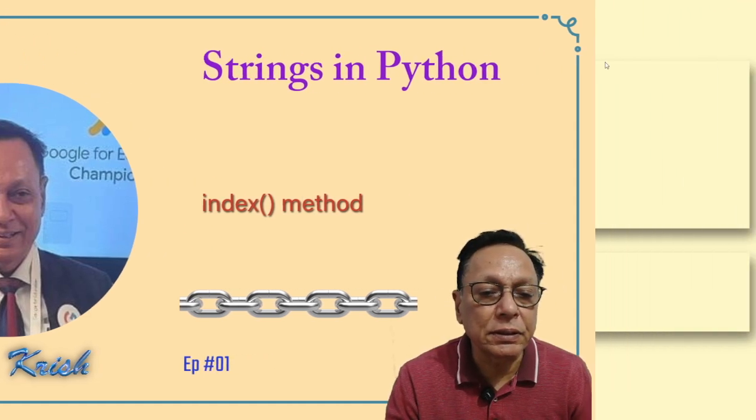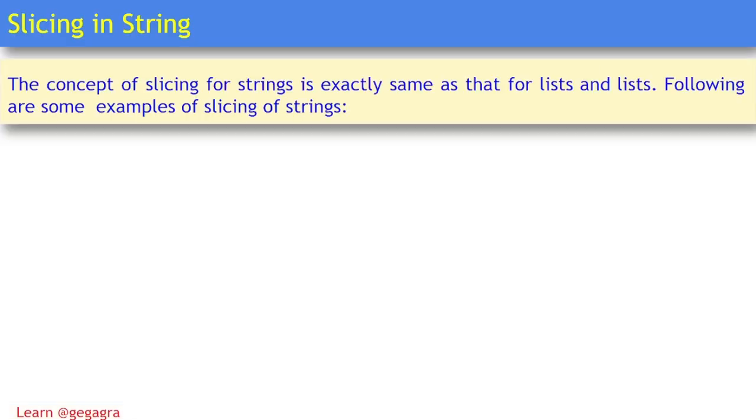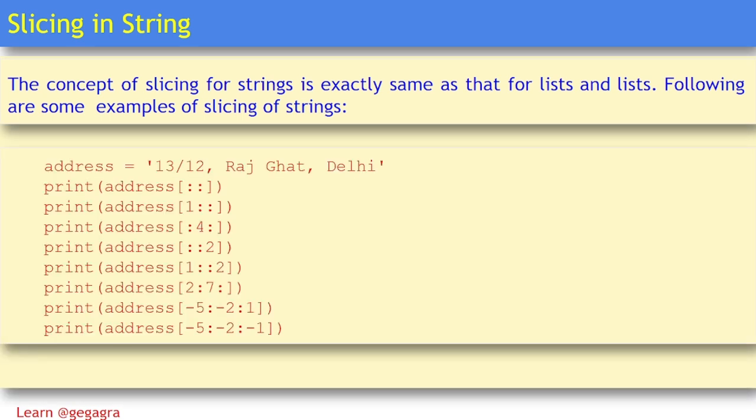So my presentation is this: strings in Python, the index method, which I'll discuss along with slicing. See here, the concept of slicing for a string is exactly the same as that for lists and tuples. Wrongly, lists is written here, but it should have been tuples. The following are some examples of slicing of a string. Whether this is a list or a tuple, the slicing method is the same, and a string is also the same. For example, this is the slicing example.